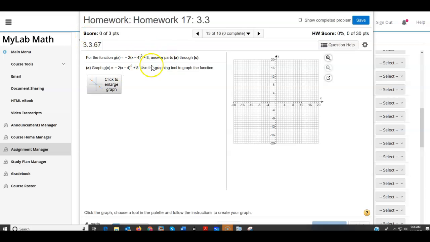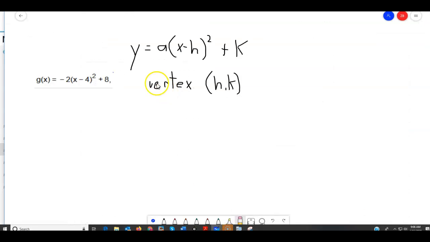So this is in vertex form. The vertex form basically means that we can find the vertex pretty easily. As long as it's in this form, the vertex is (h, k). Now one little trick that we use is if the formula has a minus in front, then when we're looking at the equation, we just take the opposite sign that's in front of that number.